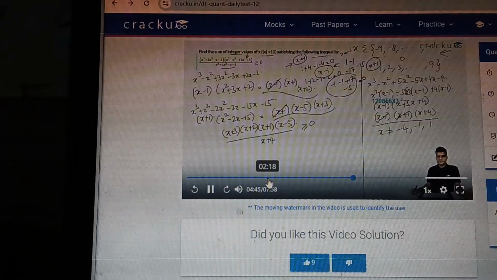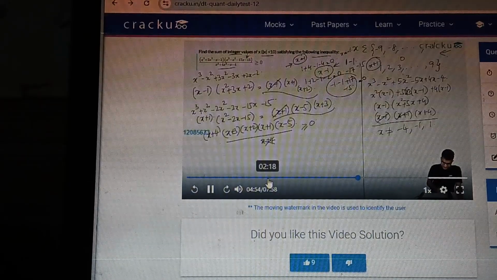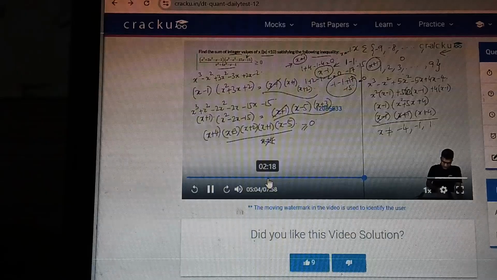Now let us multiply the left hand side and right hand side with (x plus 4) whole square, because we want to remove the denominator on the left hand side. So you essentially want (x plus 4) into (x plus 3) into (x plus 2) into (x plus 1) into (x minus 5) to be greater than or equal to 0. What are the roots of this polynomial, which is a power of 5? The roots are minus 4, minus 3, minus 2, minus 1 and 5.